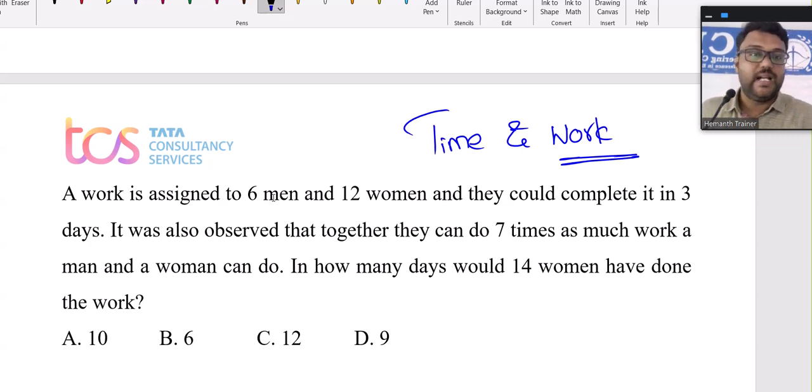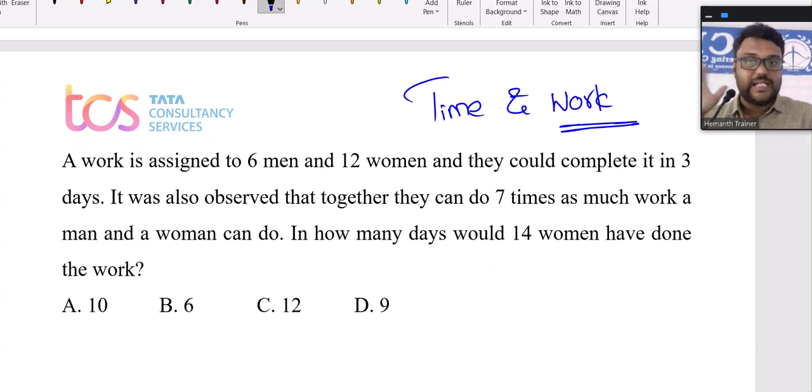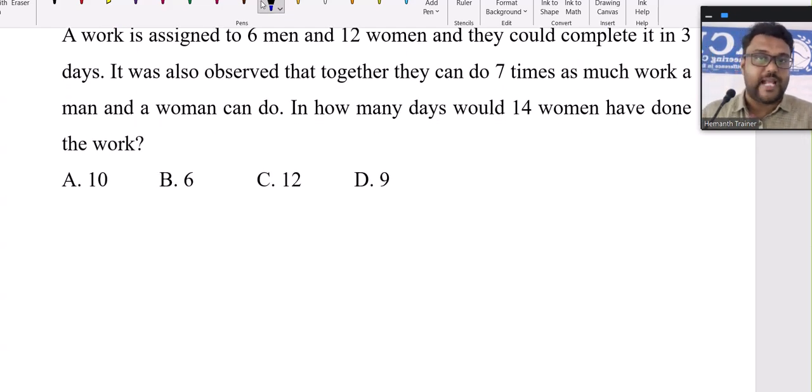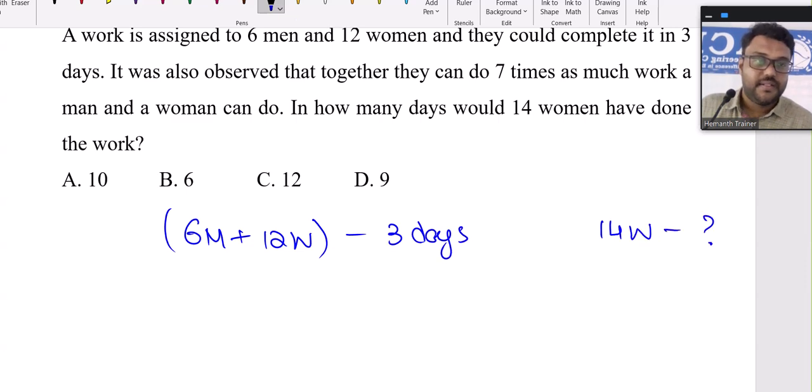6 men and 12 women can complete the work in 3 days. This is a good question actually. Concept. Sir, what formula? Don't search for formulas. Understand the concept. It's all basic. Those who do not know time and work so far, still you can understand. Like they said 6 men plus 12 women can complete the work in 3 days. Question is, 14 women can complete the work in how many days?